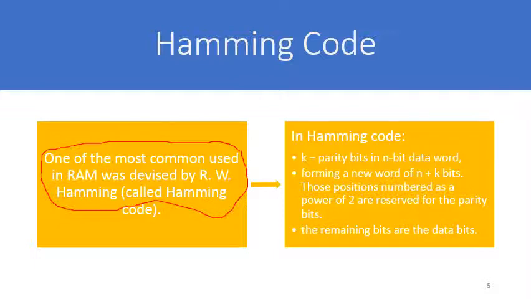So in a Hamming code, let us first see the specification: how many bits are used for the data bits and how many bits are used for the parity bits. Basically, we are adding some redundant bits to the data, so that we can retrieve the data and see whether the data is valid or has any sort of error. So we are using k parity bits in an n bit word. So the total number of bits we store is n plus k.